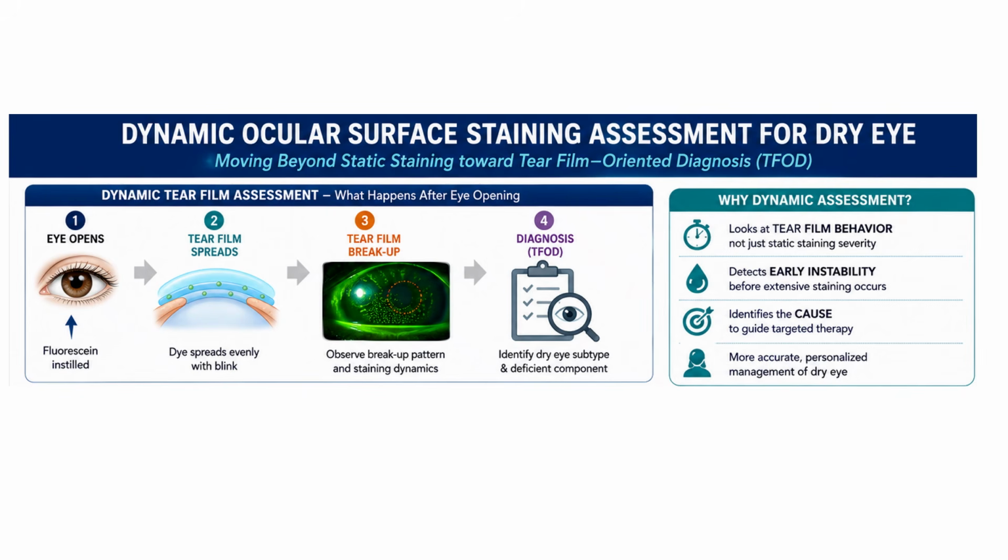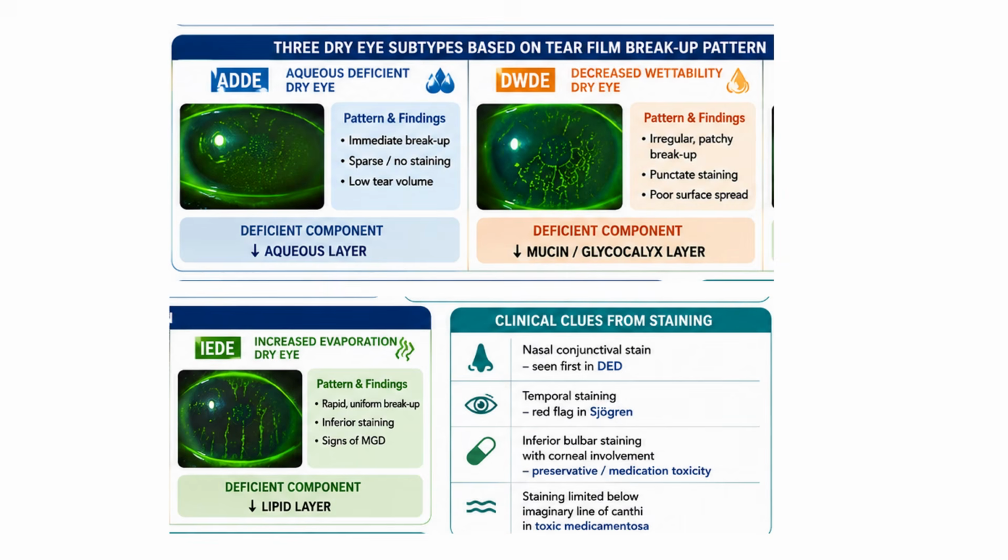Why is it called a dynamic assessment? Because it looks at the tear film behavior and detects early instability before extensive staining occurs, and identifies the cause to guide targeted therapy. It is more accurate and allows personalized management of dry eye.